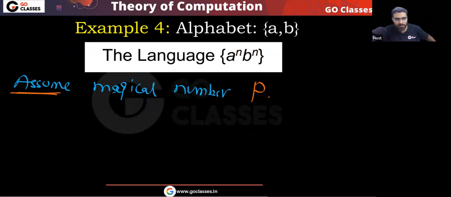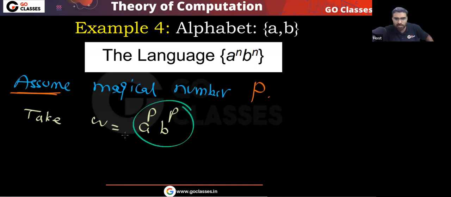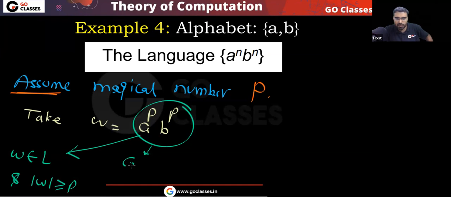Yes, that is a power P, b power P. Just to take this directly, a power P, b power P: first of all, tell me, is this a candidate string or not? Does this string have the authority? Yes, this has the authority because it belongs to L and its length is also greater than or equal to P. So remember, this has authority. So this is your candidate string.